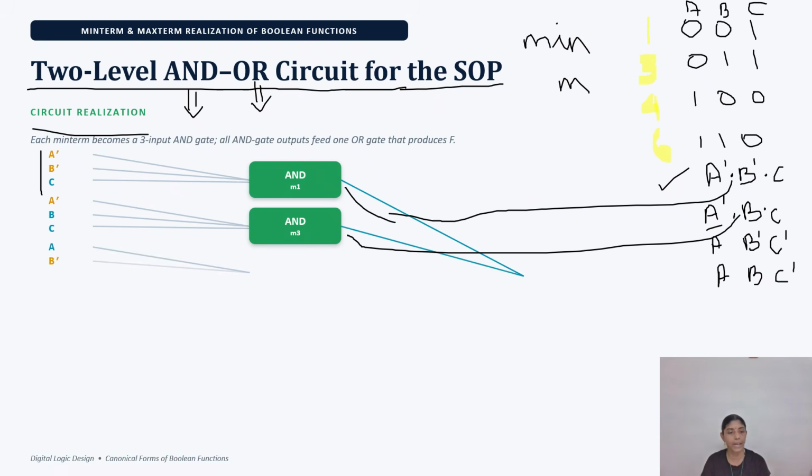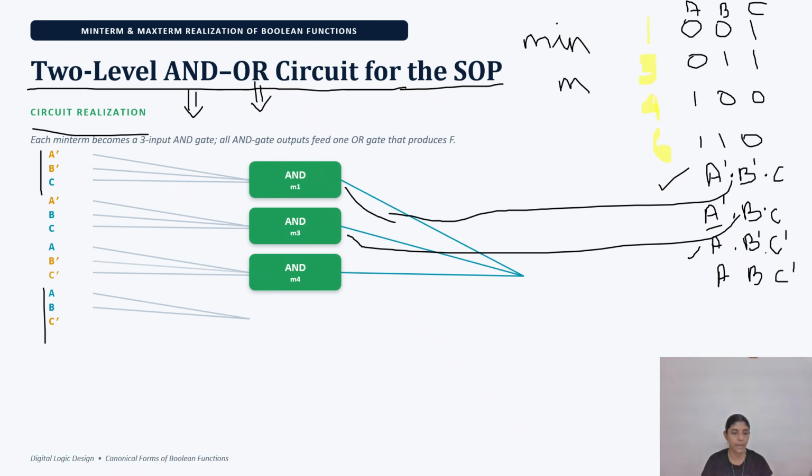Next term: A, B dash, C dash. Can you see? A, B dash, C dash. Again, what is the operation? Dot operation. So again the AND term. Next A, B, C dash. Here also it is ABC dash because your minterm is 6.